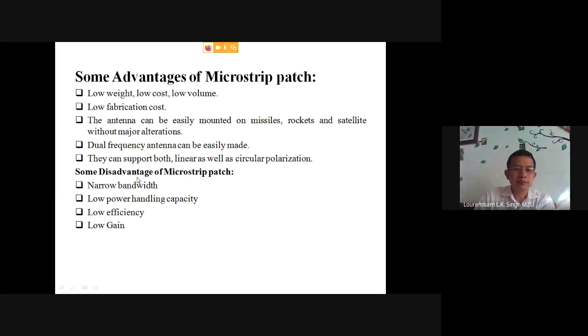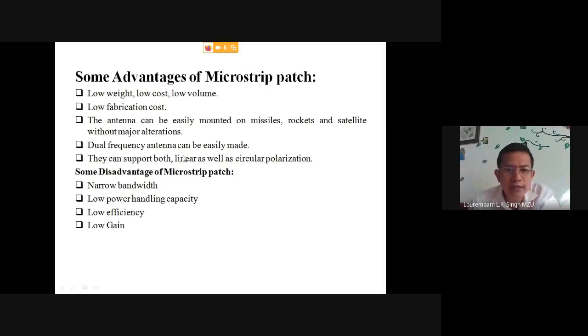Then after that, a dual frequency antenna can also be easily made. This is a general dual frequency, but we have designed some antennas which can work not only in dual, but also in triple, quad, penta, and hexa. Up to hexa we have designed, and even beyond that there are some reports already. So it can support both.